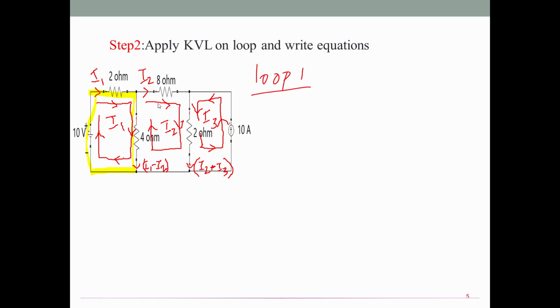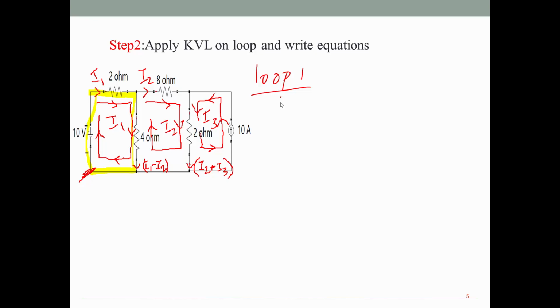I am starting from this point. I will complete on the same point. So when we move in this direction, 10 volt source is witnessed. Current, in fact loop current, is leaving plus of 10 volt source.